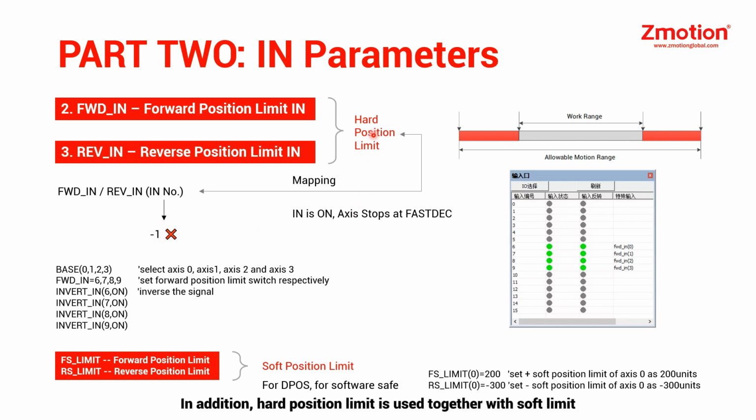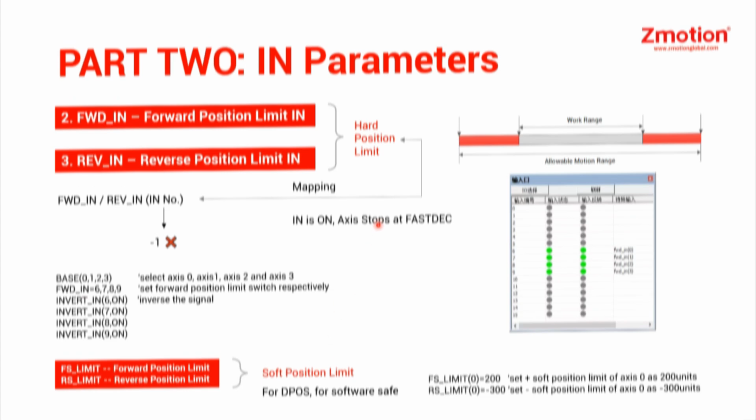In addition, the hard position limit is used together with the soft limit to confirm the axis working range. And the soft limit is mainly used to limit the axis DPOS as a software safety limit. Whenever hard or soft limits are met, the axis will stop.